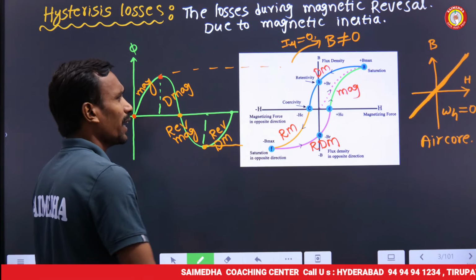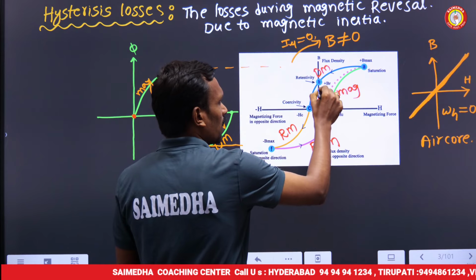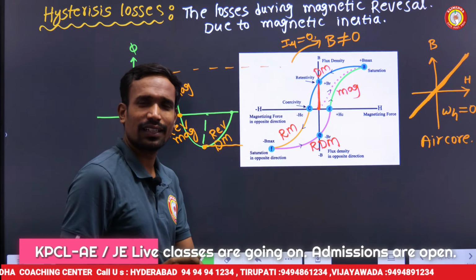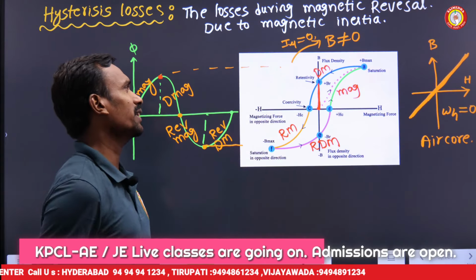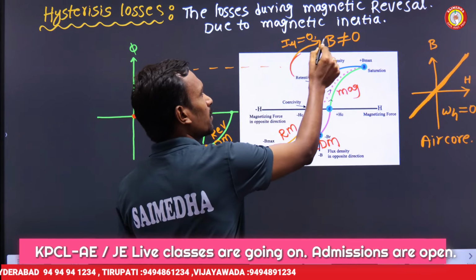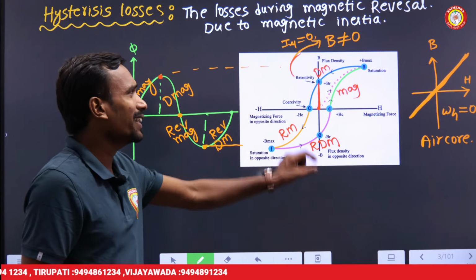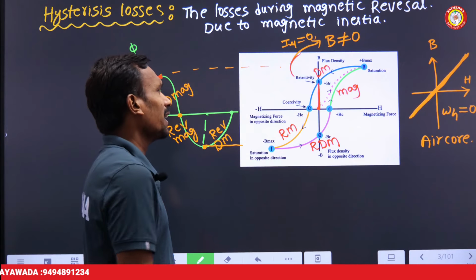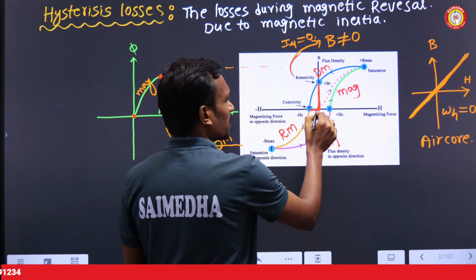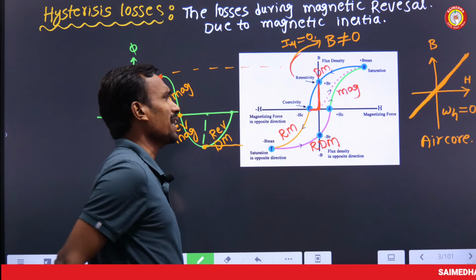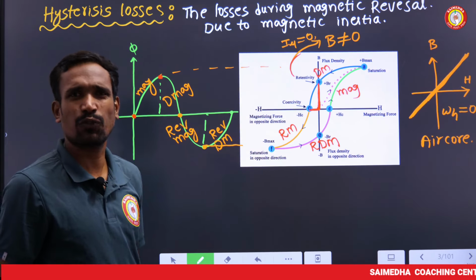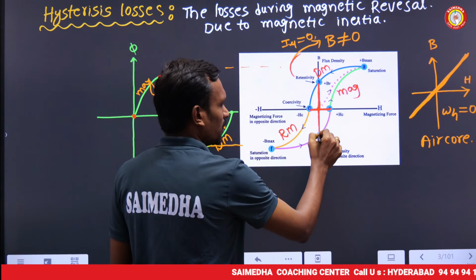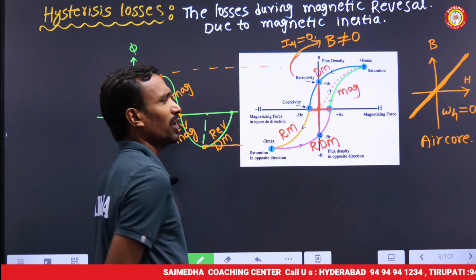Okay guys, this portion is called retentivity or residual flux. The units of retentivity, which is indirectly flux density, are Weber per meter square or Tesla. Again, this is the coercive force, nothing but intensity or magnetic field strength or magnetizing force, and this is also the magnetizing force in reverse direction. This is also retentivity or residual flux.